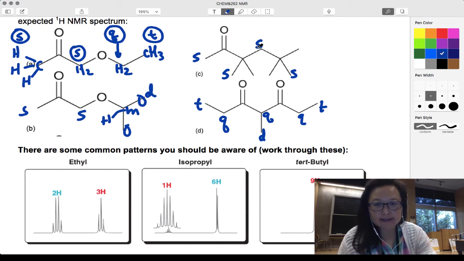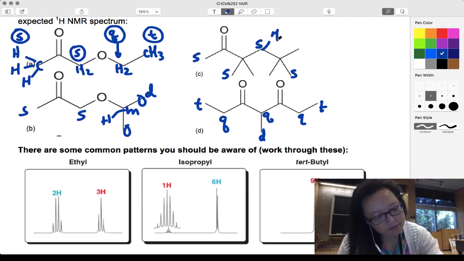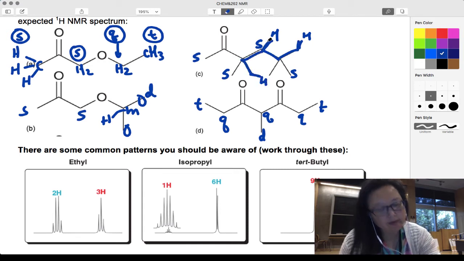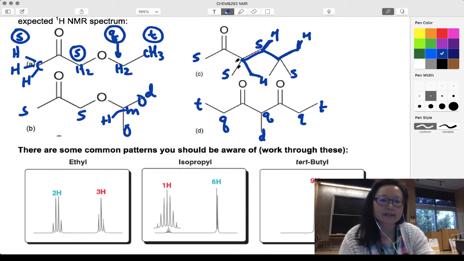Singlet, singlet, singlet, singlet. And these are all equivalent to each other, so 1 singlet for all these methyls and 1 singlet for both of these methyls. The hydrogens here are too far away from here. 1, 2, 3, 4. And these hydrogens here, 1, 2, 3, 4. They're too far away. So these are all singlets. I'd see 4 singlets for this one.